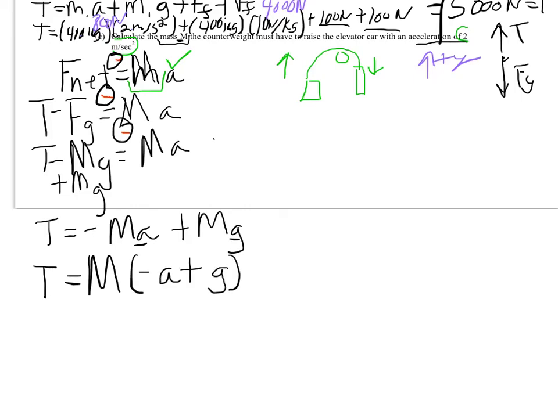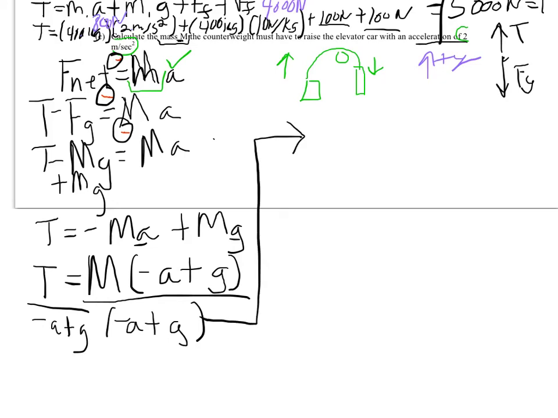I factored out positive big M, leaving the a in the first term negative, leaving the g in the second term positive. If I'm solving for m, I've got to divide by what it's multiplied by, so negative a plus g. Let's bring this up here for the sake of space. We now have tension over negative a plus g equals big M. We know from the last problem that our tension up here in the right corner is 5,000 newtons. We know A is 2 meters per second squared, and we know the problem said assume on Earth g is 10 meters per second squared.